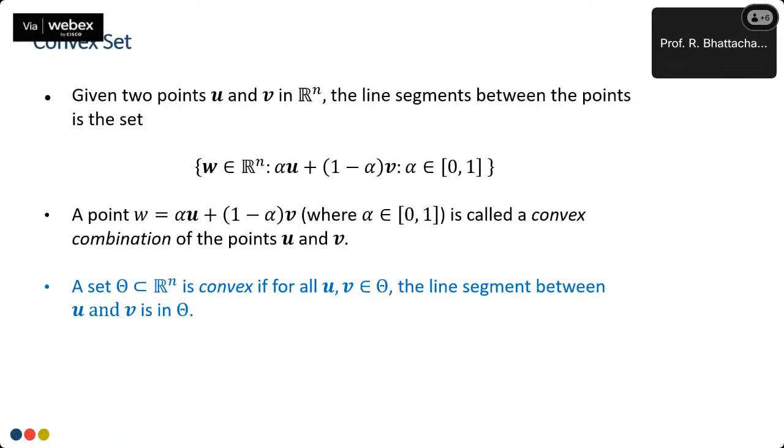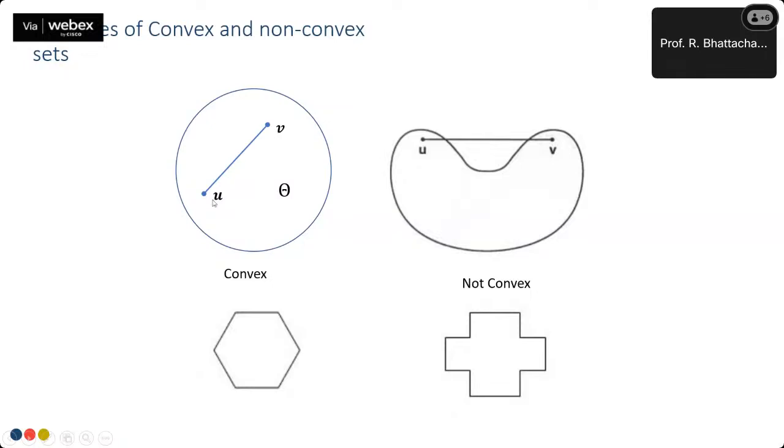Now, 2 points u and v, the line segment we have already defined. A point on it is called a convex combination of the points u and v. And a set theta, being a subset of Rn, is convex if for all u and v belonging to theta, the line segment between u and v is in theta. So this is a convex set, and in these examples, if you take any u and v, the line joining them lies within the set. Similarly, a regular hexagon is a convex set. But these are examples of non-convex sets. For u and v, the entire portion of the line does not lie within this figure, and also not for the second figure.